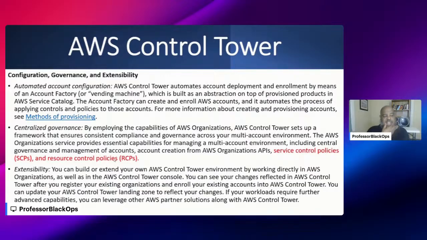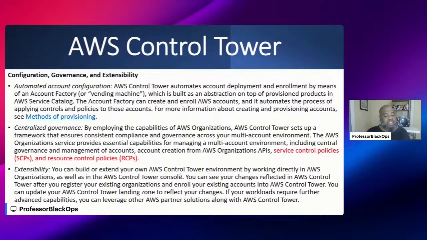Centralized governance, the second paragraph: by employing the capabilities of AWS Organizations, Control Tower sets up a framework to ensure consistent compliance and governance across your multi-account environment. And in the red, we're going to talk about service control policies and resource policies. So how can we govern our OUs and our users to use certain things we want them to do, and basically have guardrails to make sure we're governing those accounts, how they're using them, and how they're processing data.